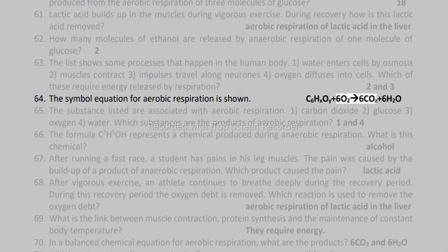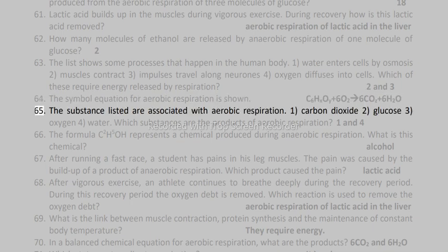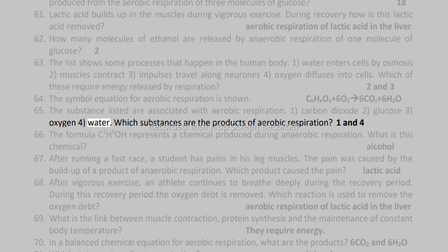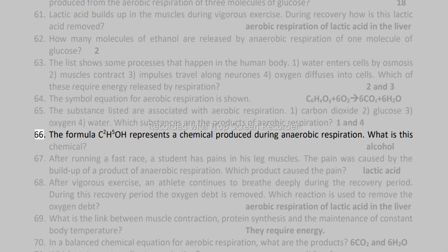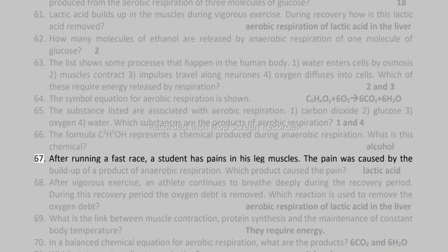C6H12O6 + 6O2 → 6CO2 + 6H2O. 65. The substances listed are associated with aerobic respiration. 1. Carbon dioxide. 2. Glucose. 3. Oxygen. 4. Water. Which substances are the products of aerobic respiration? 1 and 4. 66. The formula C2H5OH represents a chemical produced during anaerobic respiration. What is this chemical? Alcohol.